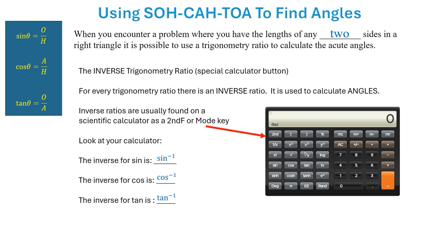In order to do this, however, we need to know a little bit about our calculator, specifically a second mode that allows us to look at what's called the inverse ratios. For every sine, cosine, and tan trigonometric ratio, there is an inverse one that we're going to need to be able to use to solve for angles. We can usually find these by going to some sort of mode or second function key on our calculator and pressing that, which will bring up our various inverse sine, cosine, and tan ratios.